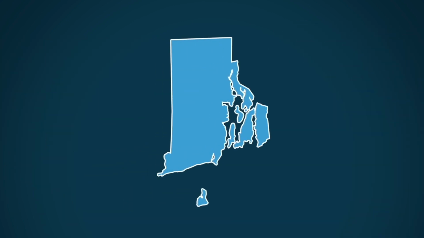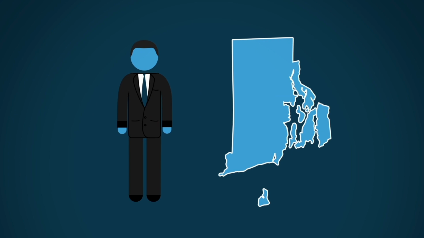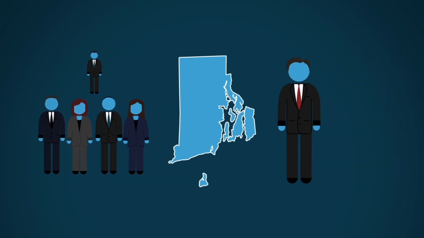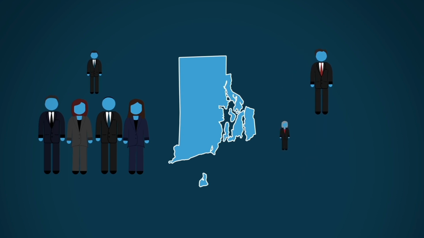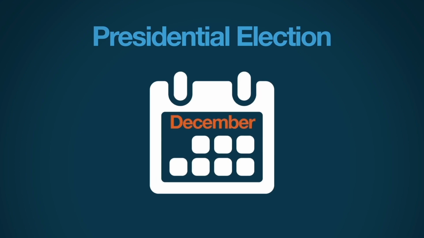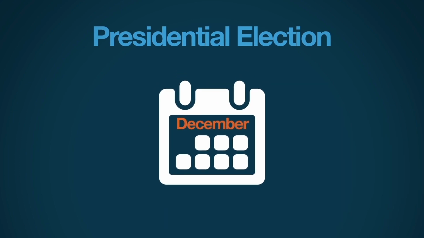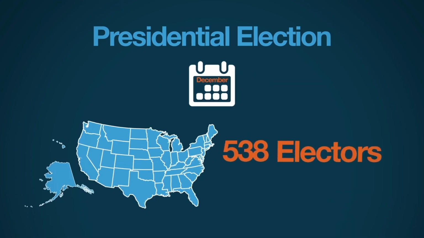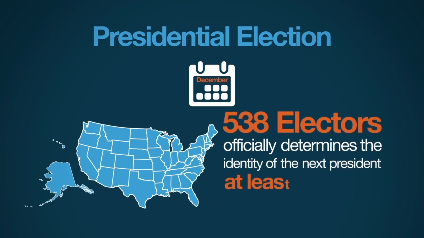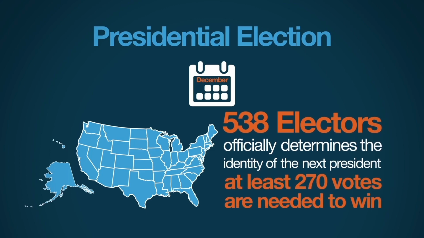In Rhode Island, for example, if you voted for Barack Obama, you voted for the state's 4 Democratic electors. If you voted for Mitt Romney, you were really voting for the state's 4 Republican electors. Part 2 of the election is held in December, and it is this December election among the 538 electors, not the November election, which officially determines the identity of the next president. At least 270 votes are needed to win.